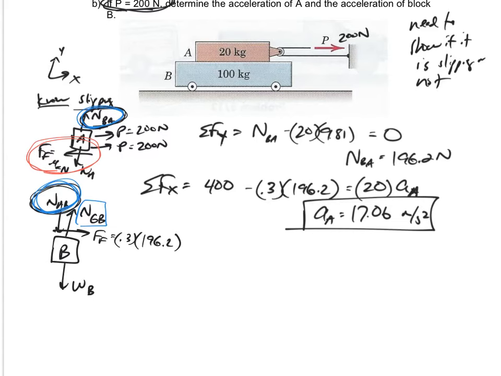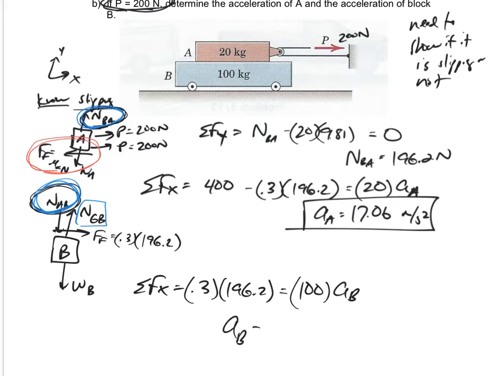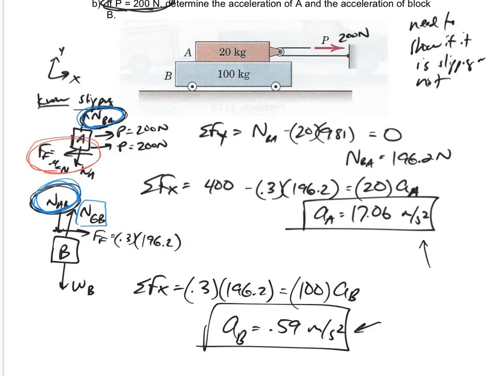All right, so now I can sum the forces in the x direction. The only force in the x direction would be 0.3 times 196.2. And that would be equal to mass. Remember, I'm looking at the free body diagram for B, so only the mass of B times the acceleration of B. So here the acceleration of B is 0.59 meters per second squared. And does it kind of make sense that the acceleration of A would be very large, the acceleration of B would be smaller, but B would still go to the right a little bit?